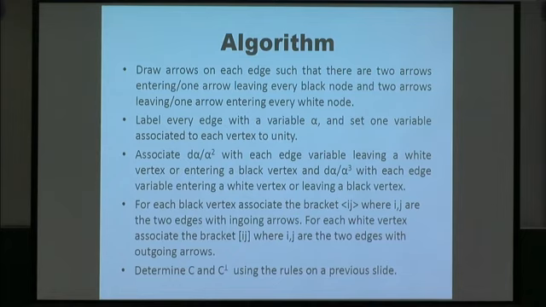Step 1 is to draw an arrow on each edge such that there are always 2 arrows entering a black vertex and 1 leaving a black vertex, and similarly 2 arrows coming out of a white vertex and 1 entering a white vertex. Then you label every edge by a variable alpha, and you can set one of these variables to 1 for each vertex. Then you can associate a d alpha over alpha squared with every edge variable which is leaving a white vertex or entering a black one, or a d alpha divided by alpha cubed with each edge variable which is entering a white vertex or leaving a black one.